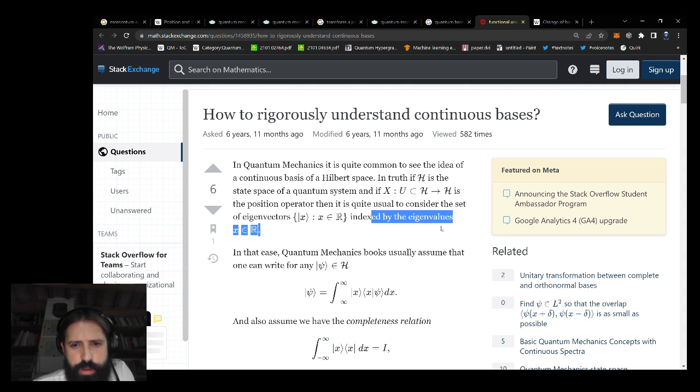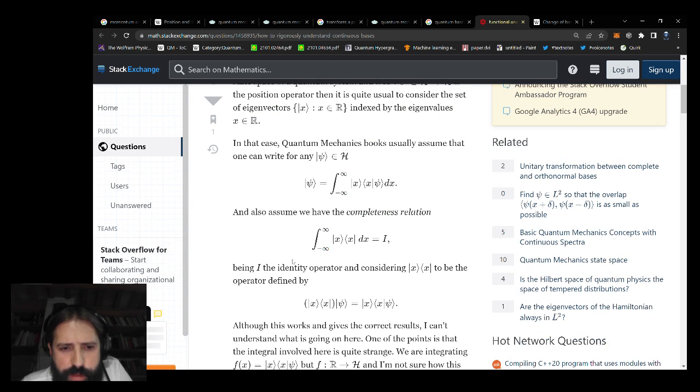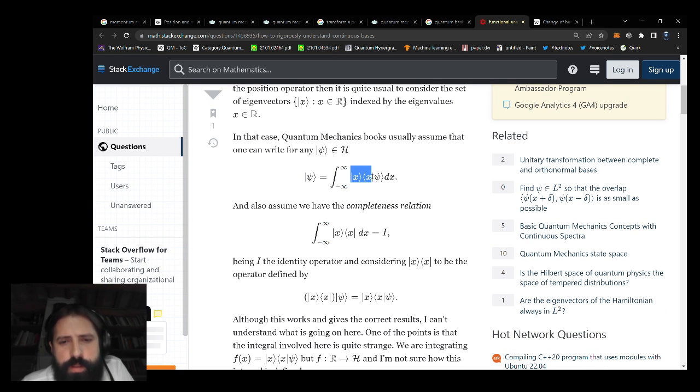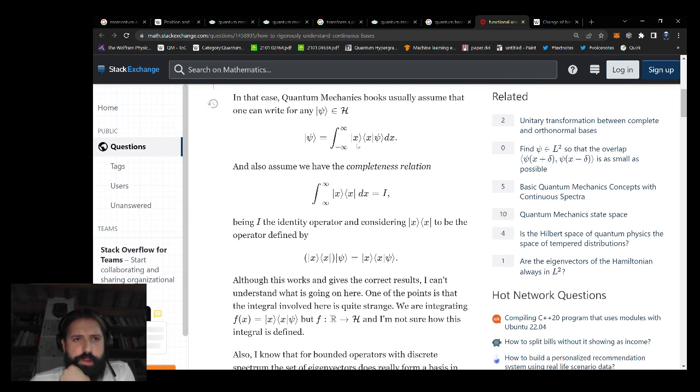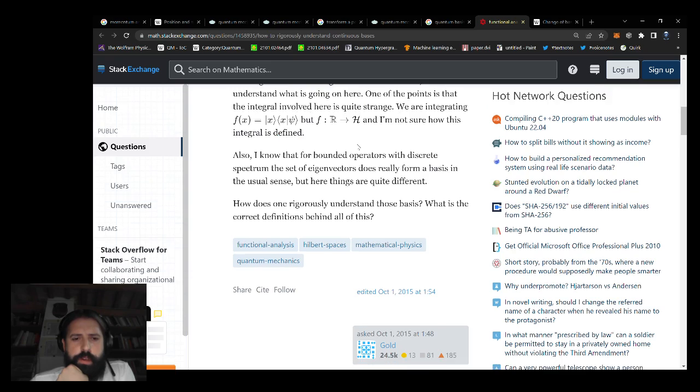That's pretty nuts that the eigenvalues are actually all the reals. Okay, I need to understand that. Yeah, this relationship. What does this mean though? The projection? I have to refresh these as well.